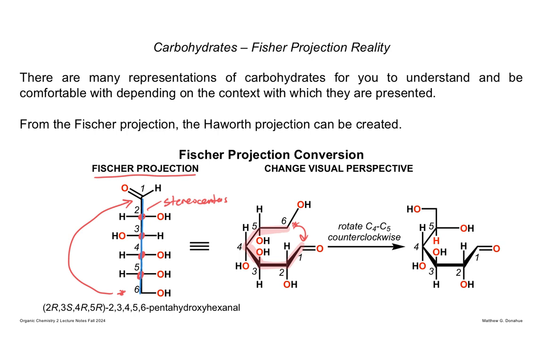And this sort of drawing has another name. It's called a Haworth projection. And that's how those two structures on the right are typically how your biochem books or your biology books will draw carbohydrates.